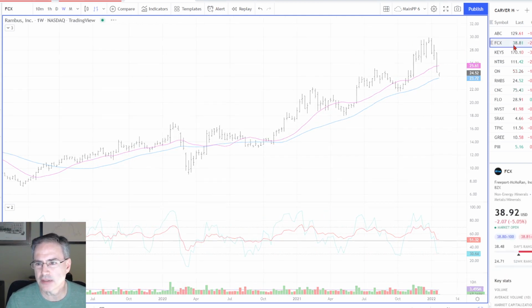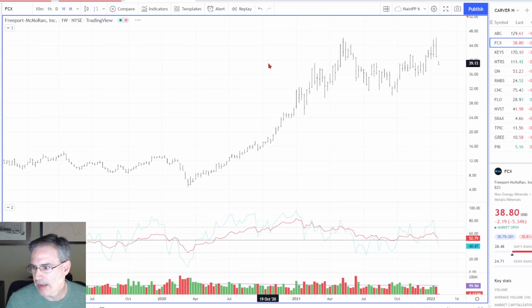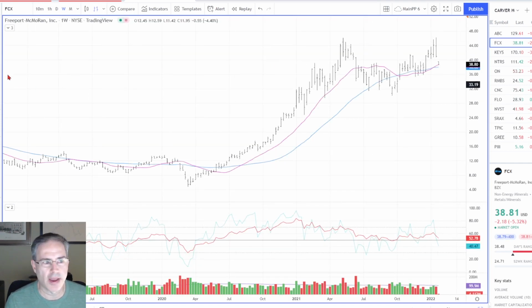And then let's look at an example on FCX. So FCX does this pullback back here, and we get this reading. But look at what happened before. You see this higher high here was clearly a lower high here. So I'm not going to take this signal.